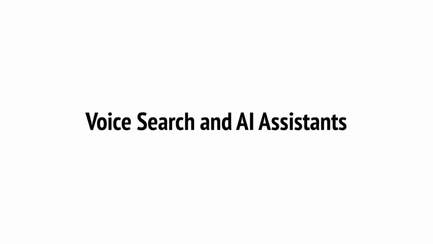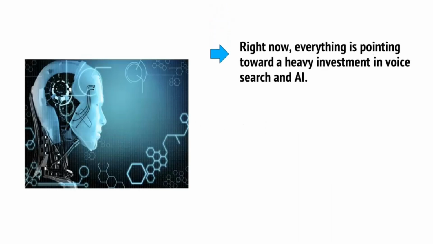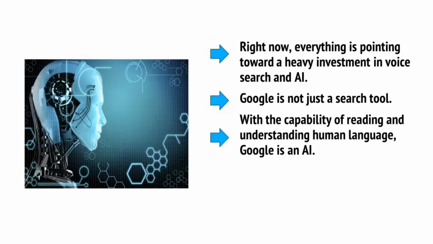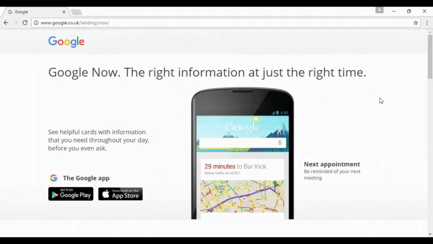Another is to think about the direction that Google is heading in and to try and guess what its larger plans are. And right now, everything is pointing towards a heavy investment in voice search and AI. Google is not just a search tool. With the capability of reading and understanding human language, Google is an AI. And what's more, it's shaping the way we develop our content, whether we like it or not. And it is embracing this more and more with each new update and each new product.